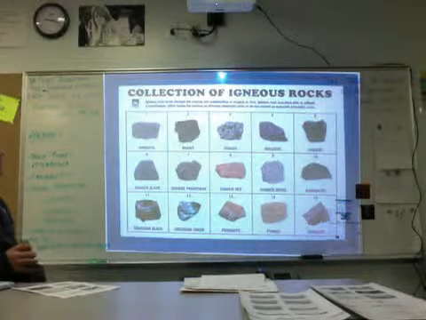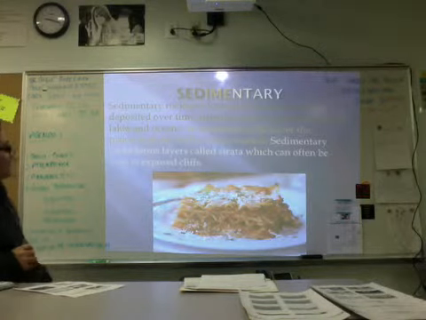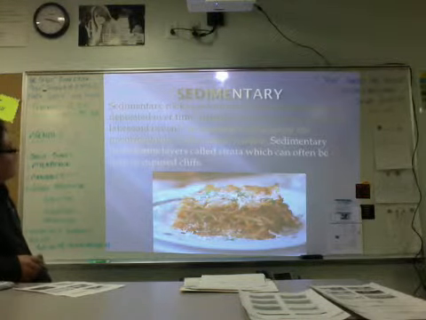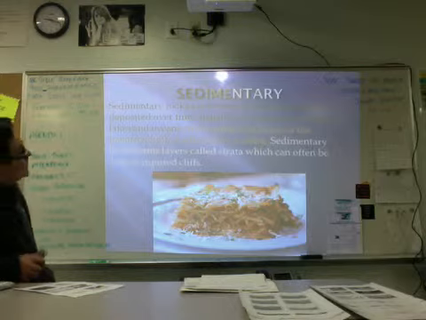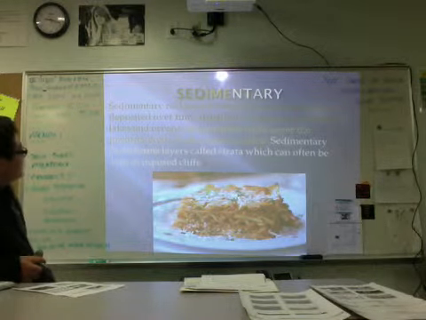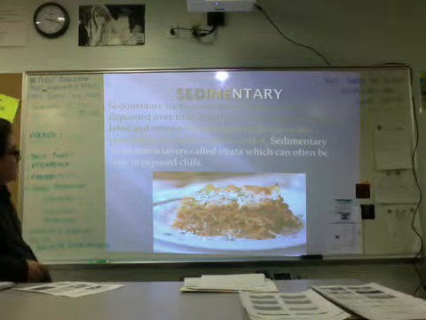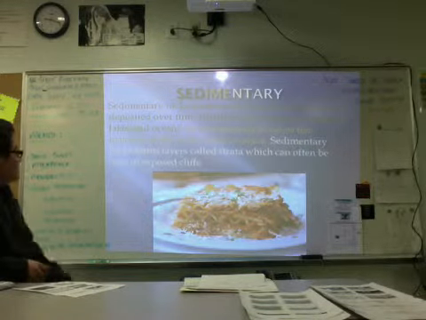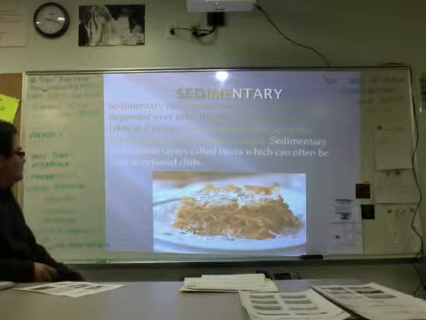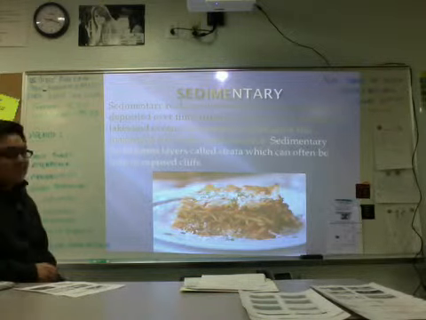Obsidian can have very sharp edges, making it useful as a cutting tool or arrowhead. And these are a collection of igneous rocks. And sedimentary. Sedimentary rocks are formed by sediment that have been deposited over time, usually as layers at the bottom of lakes and oceans. Sedimentary rocks cover the majority of Earth's rocky surface. Sedimentary rocks form layers called strata, which can often be seen in exposed cliffs.